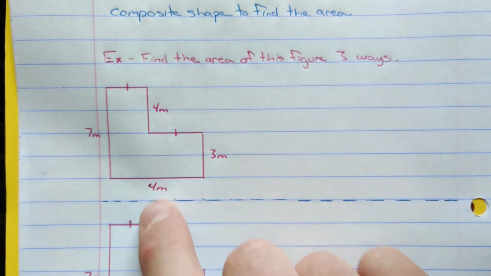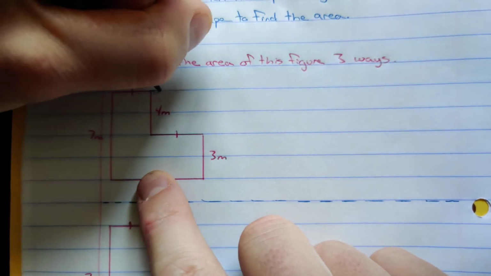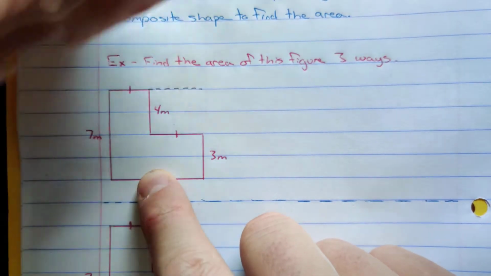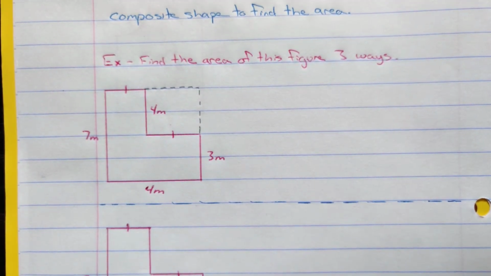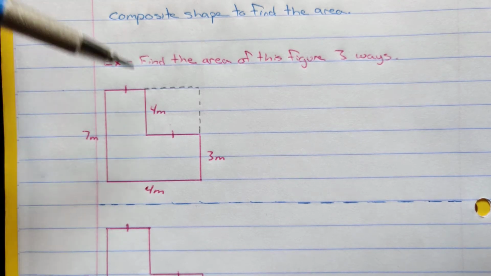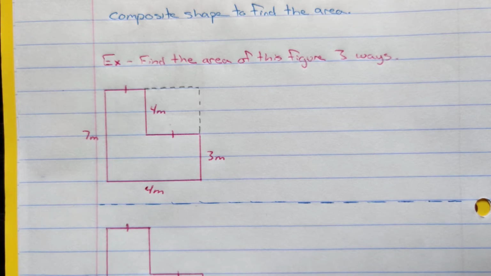So if I look at this and think back, this is similar to a shape we had with our perimeter. We could extend this out to here and make a big giant square. We'll find the area of our big giant square and take away this little piece in here.